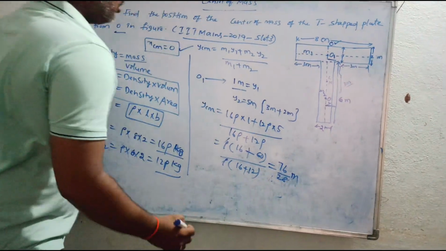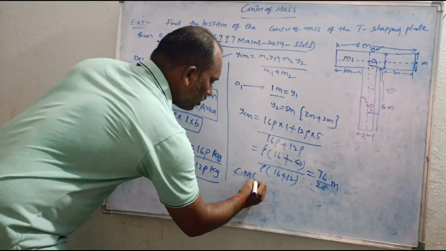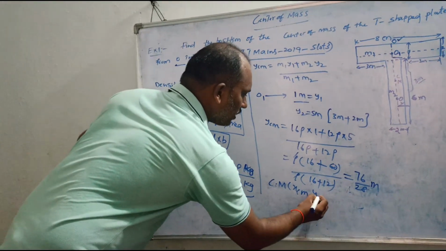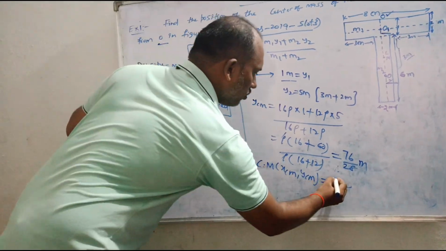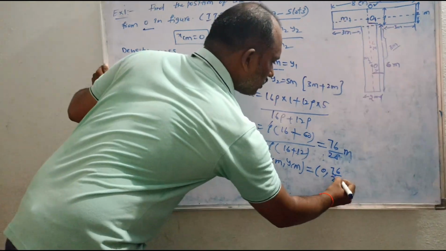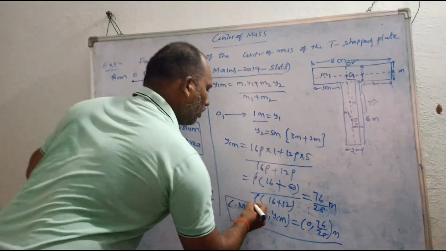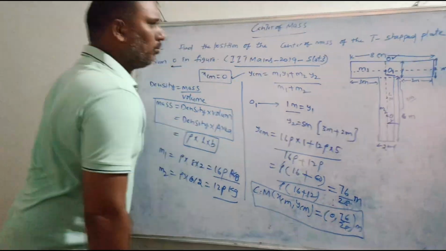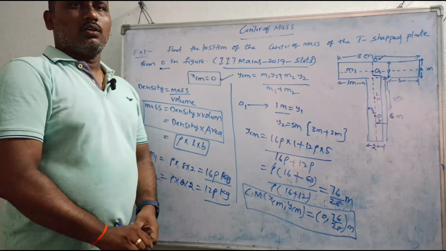So in meters. What is X_CM? I want the center of mass X_CM comma Y_CM. X_CM is 0, and Y_CM is 76 by 28. So this is one of the very important problems from IIT Mains 2019 slot 3. So thank you.